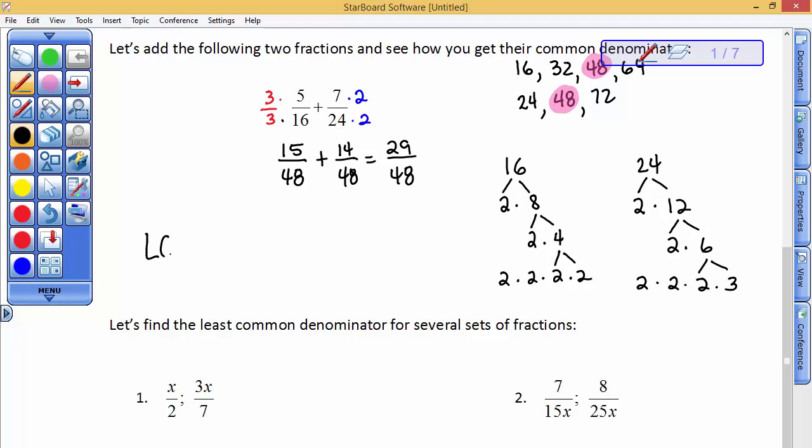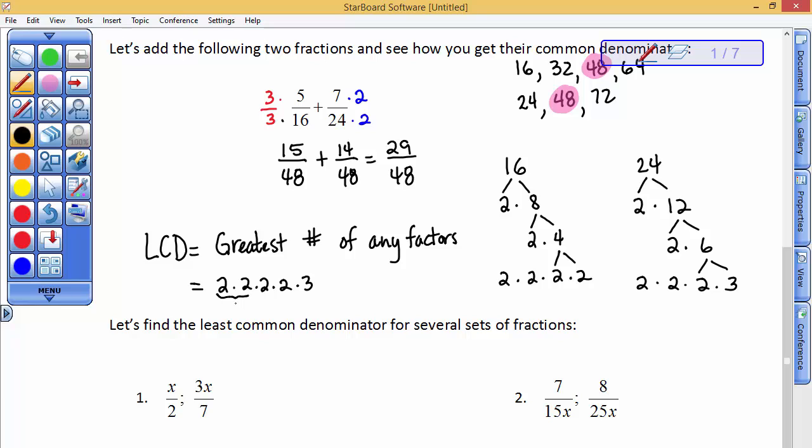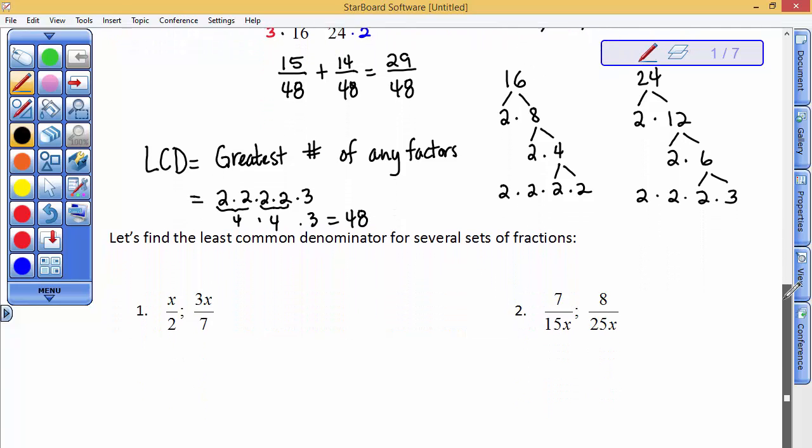The least common denominator is found by taking the greatest number of any factors. So you see in the 16, there's 1, 2, 3, 4 2's. See over here, there's 1, 2, 3. So to get the least common denominator, I got to take 4 of those 2's. And see this 3 right here? That's the greatest number of 3's. 2 times 2 is 4. 2 times 2 is 4. 4 times 4 is 16. 16 times 3 is 48. So I have my least common denominator.